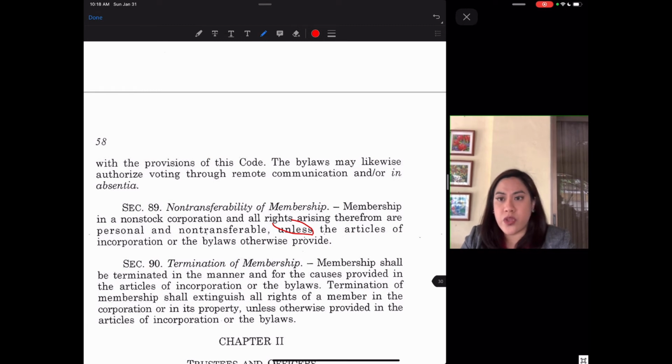Just note that when you talk about membership, usually there must be notice and a fair opportunity to be heard for due process. It would be unfair to the member if you just terminate him outright.